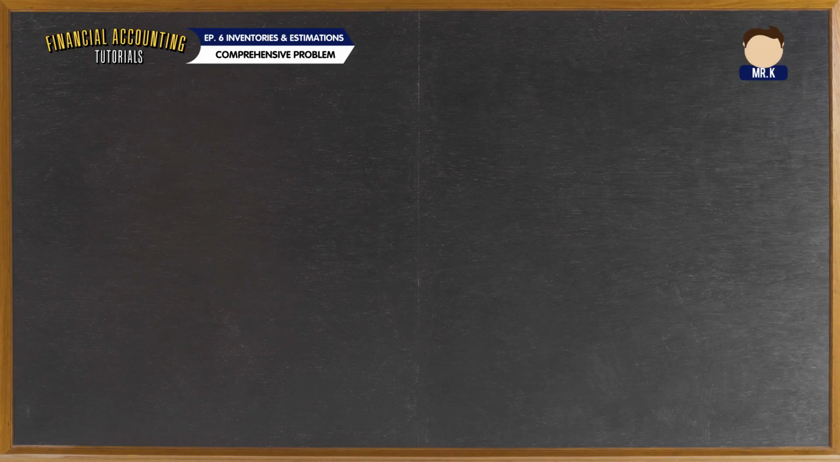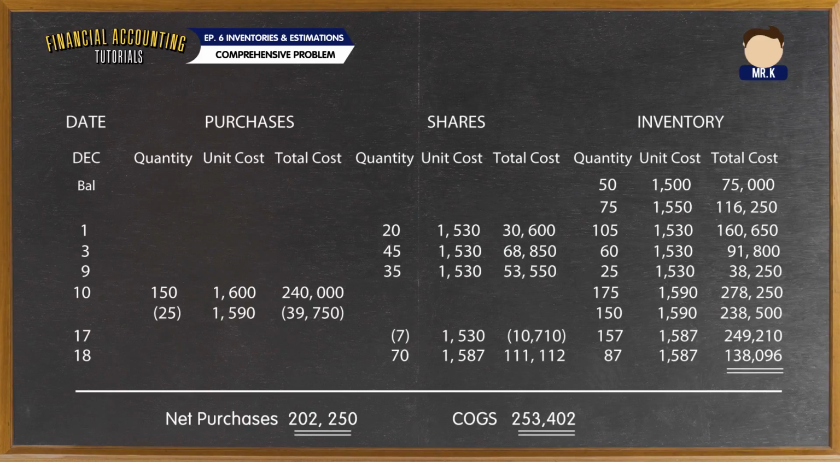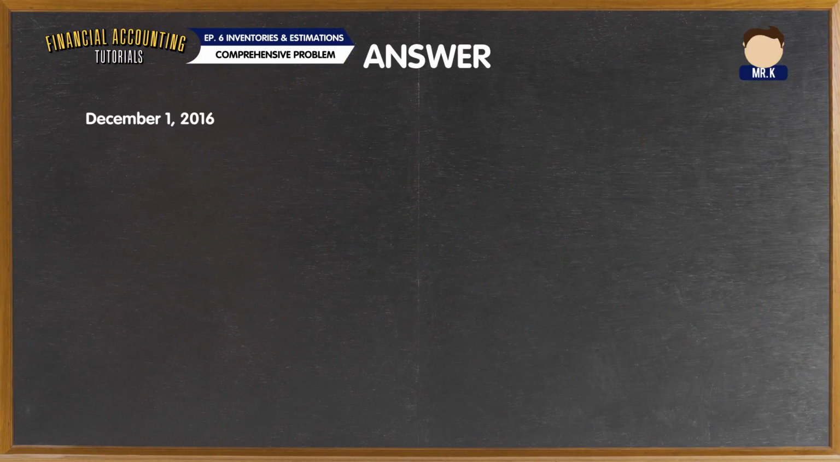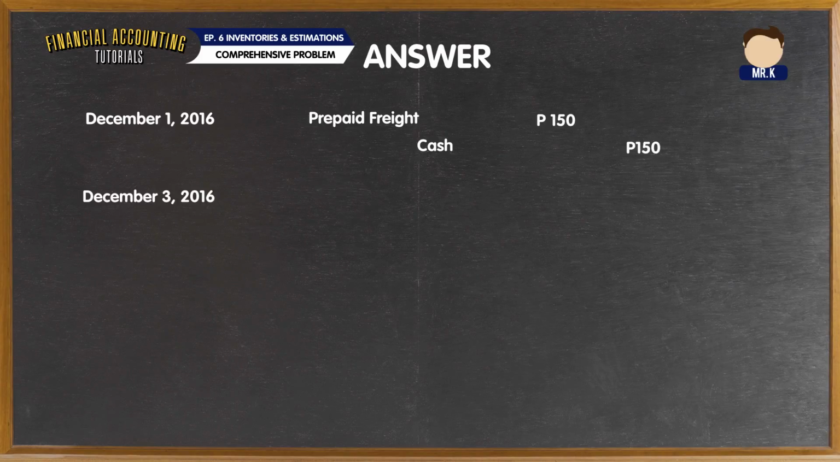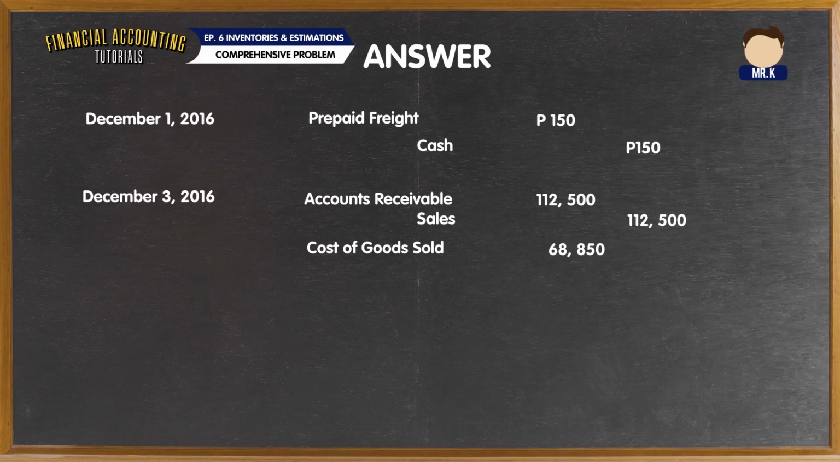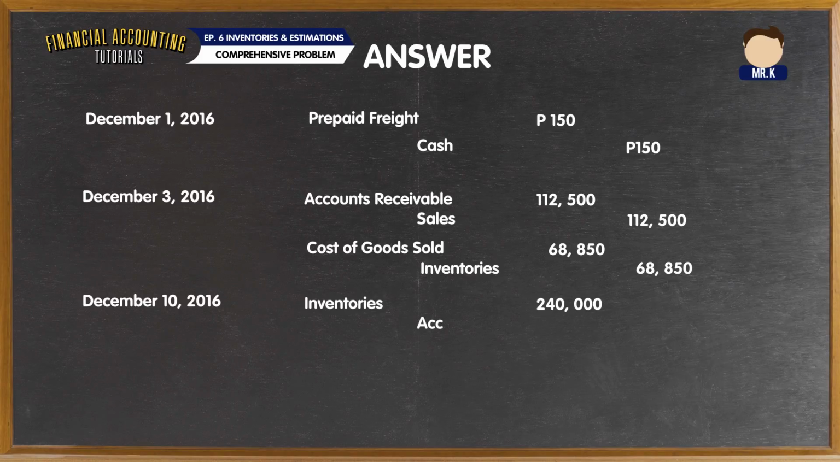For the weighted average cost formula for perpetual inventory system, the unit cost changes after every purchase. To better illustrate this, please refer to the table as shown. For the journal entries, on December 1, 2016, we debit prepaid rate and credit cash of 150 pesos. On December 3, 2016, we debit accounts receivable and credit sales at an amount of 112,500 pesos, and we also debit cost of goods sold and credit inventory at an amount of 68,850 pesos.